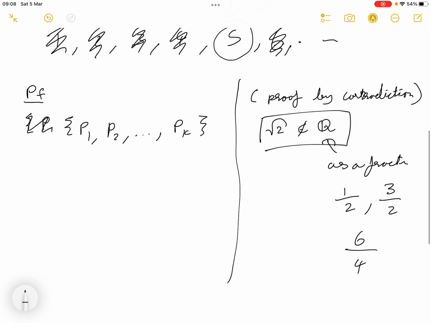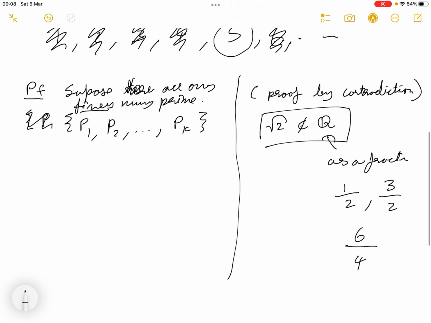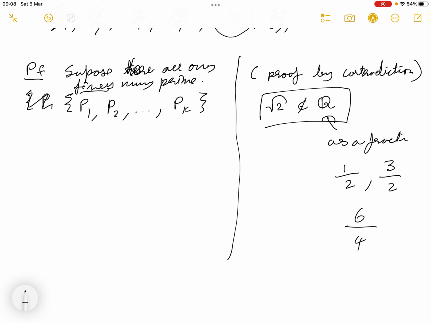So first of all, we're saying that we suppose there are only finitely many primes. Excuse my spelling, that's not how you spell finitely, but you get the idea. So suppose there's only finitely many primes, right? And we need to show that this actually causes a problem. And if supposing there are finitely many primes causes a problem, that means that there are not finitely many primes, and therefore there are infinitely many primes, right? So how do we show that this causes a problem?